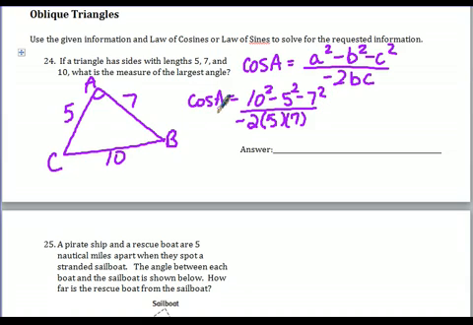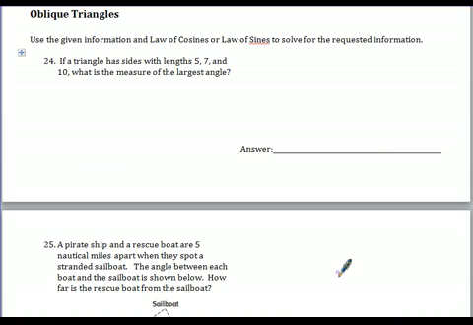Remember that whenever we are looking for an angle in our calculator, we must do the inverse. You need to do inverse cosine of whatever number you get when you put this into the calculator. When you do inverse cosine, the answer that the calculator should give you is 111.804 degrees. Now if you're not getting that answer, you need to check and make sure that your calculator is in degree mode and not radians. Let's move on to number 25.